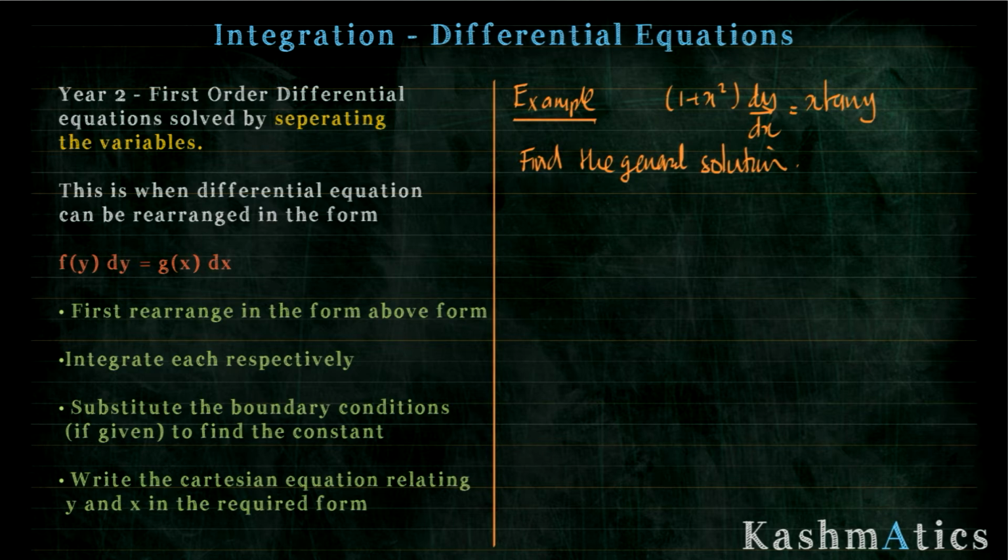Let's have a look at this example I've got on the right. I've got 1 plus x squared dy by dx equals x tan y. Now let's do the first step. We need to separate the variables, so everything with y on one side, everything with x on the other. And if I do that, I'll get 1 over tan y dy equals x over 1 plus x squared dx. Okay, and I can put my integration signs to say that's what I'm going to do with them.